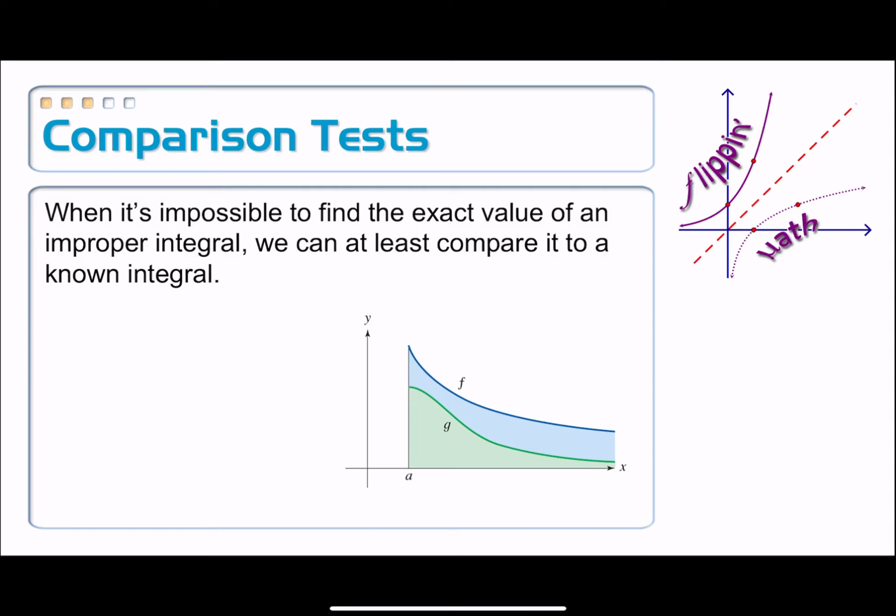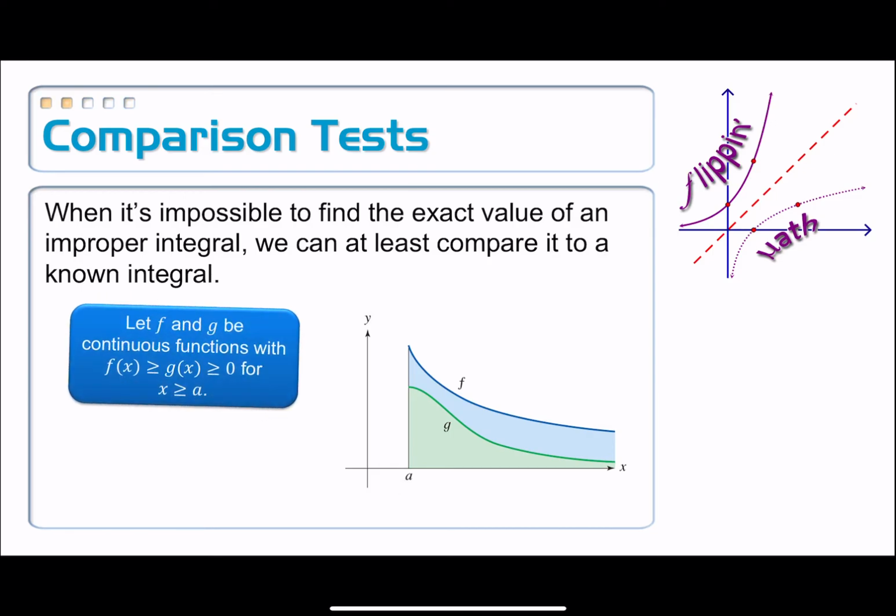Let's say, for example, that f of x, like the area under this unbounded area under this curve, converges. Then what conclusion can you draw about the g of x function? The area under that is smaller than one that converges, so therefore it has to converge too. So there's our first one.